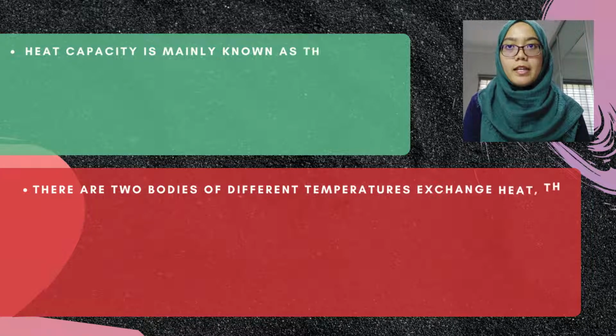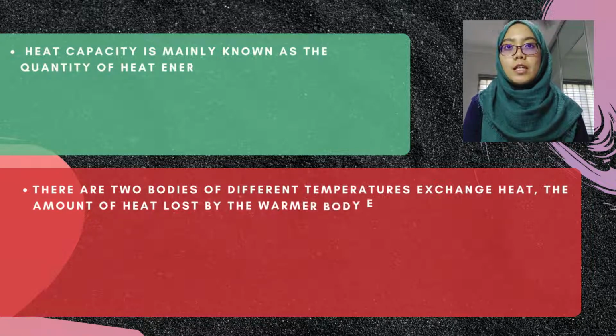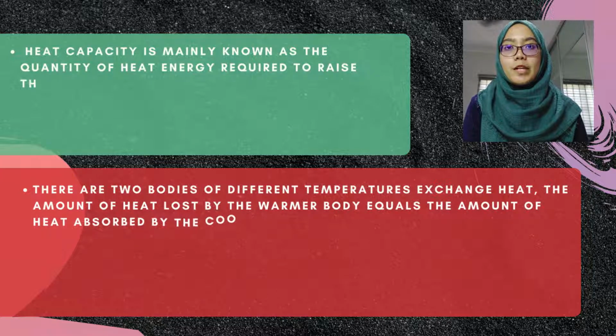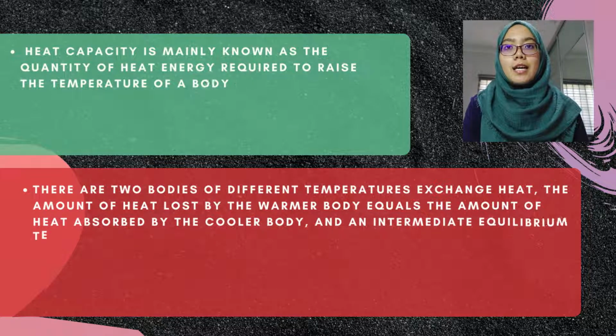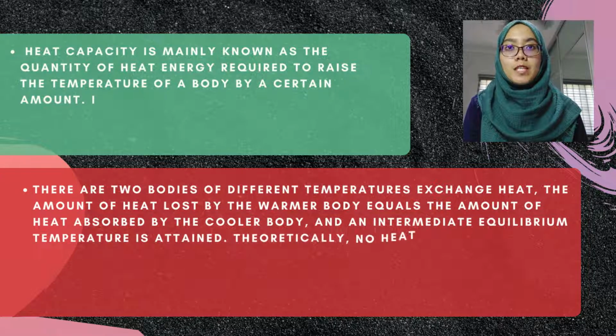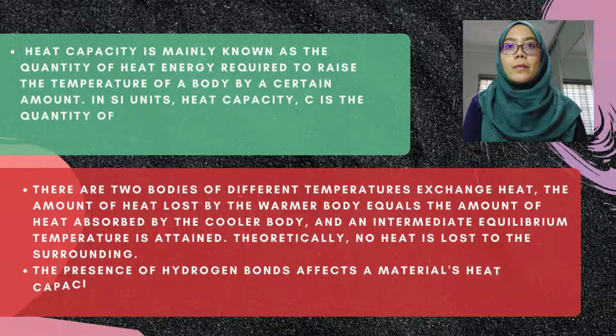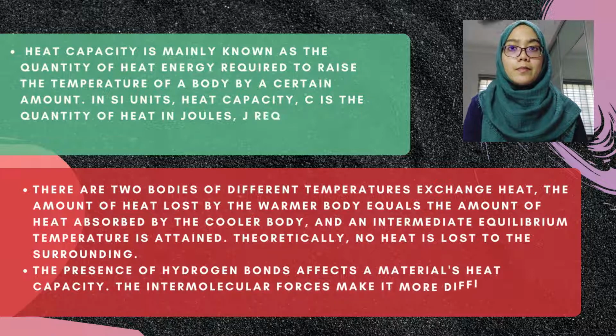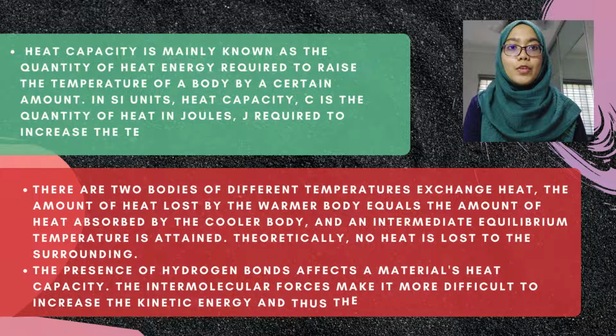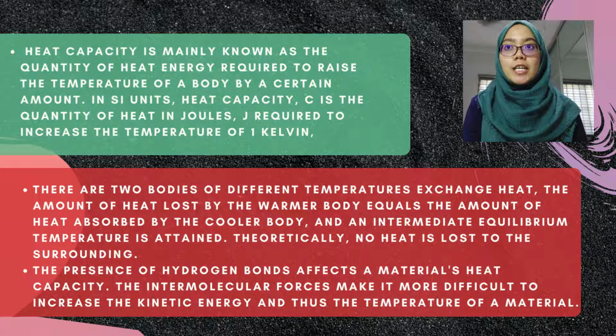As for the theory part, heat capacity is mainly known as the quantity of heat energy required to raise the temperature of a body by a certain amount. In SI units, heat capacity, with the symbol C, is the quantity of heat in joules required to increase the temperature by 1 Kelvin. To understand better, for example, two bodies of differing temperatures exchange heat. The amount of heat lost by the warmer body equals the amount of heat absorbed by the cooler body, and an intermediate equilibrium temperature is attained. So, theoretically, no heat is lost to the surroundings. How can this happen?